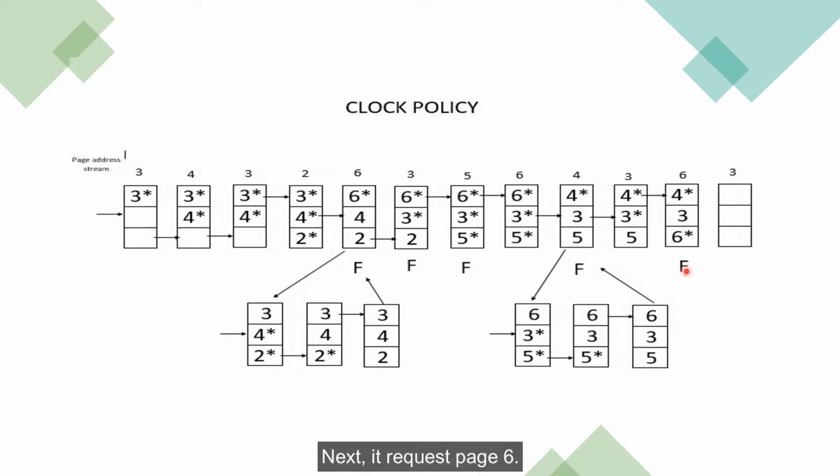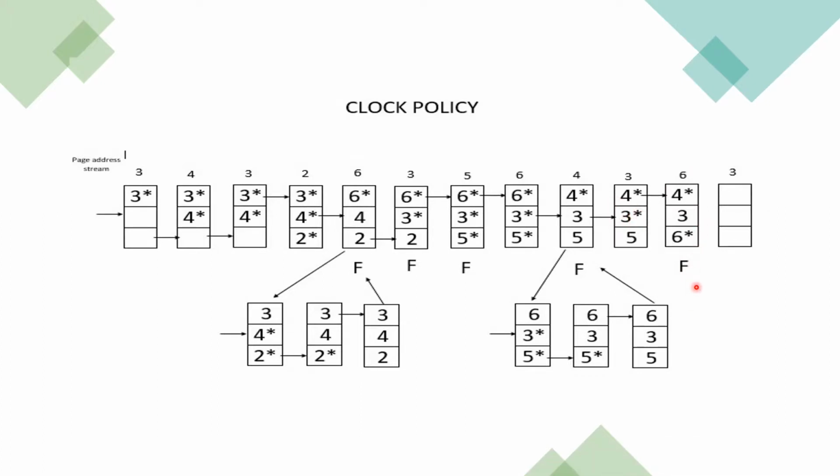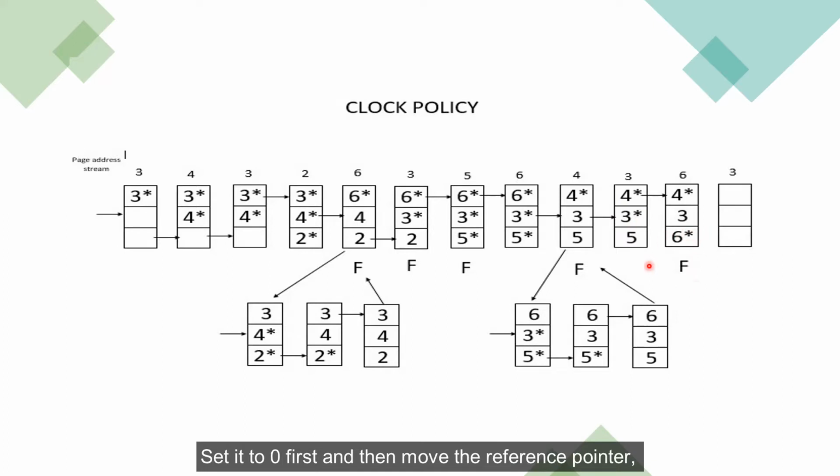Next, it requests page 6. This is a page fault. The pointer points at the number that has bit 1, which is 3, so we cannot use that number. Set it to 0 first and then move the reference pointer. After that, number 6 will move to the third frame and the pointer will be set to frame 0, which has number 4 with bit 1.